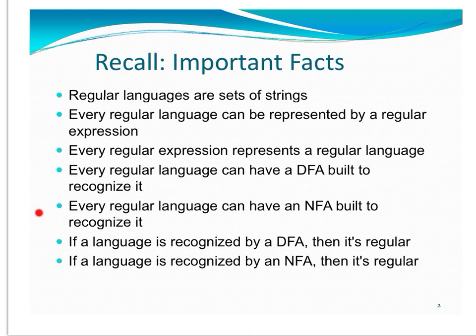And then we've got four things here, these last four, that I haven't proven, but I've told you to just trust me and believe it. So if you have a language that's regular, then you can build a DFA to recognize it. And of course, since we know we can build a DFA, and all DFAs are also NFAs, then every regular language can have an NFA built to recognize it. So if this one's true, then this one's easily true.